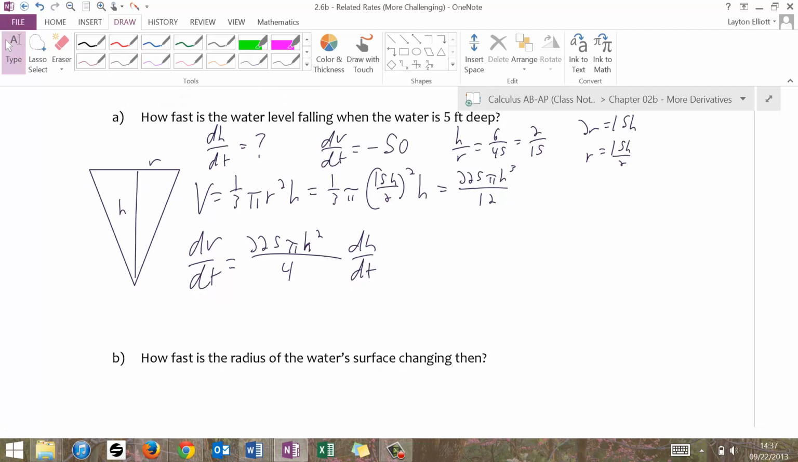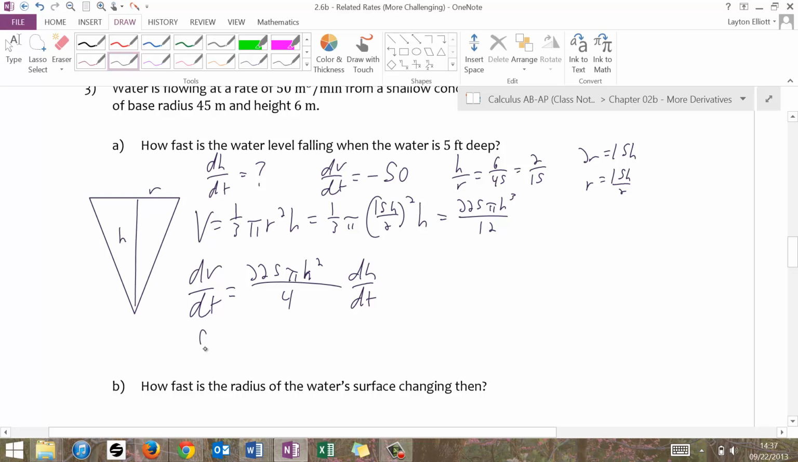If I solve, I'm going to get 50 is equal to 225 pi times 25 over 4 dH/dt. Then we can cancel some stuff. I can cancel 25 with the 50 to get 2, and I think that's it. Oh, this was negative 50, so anyway, we get dH/dt equals negative 8 over 225 pi meters per minute.